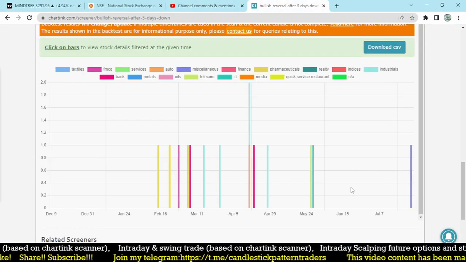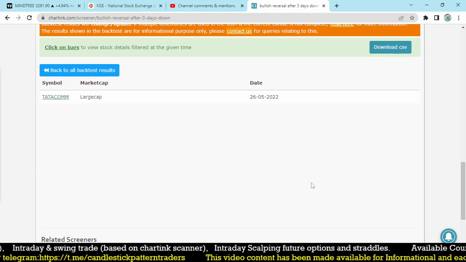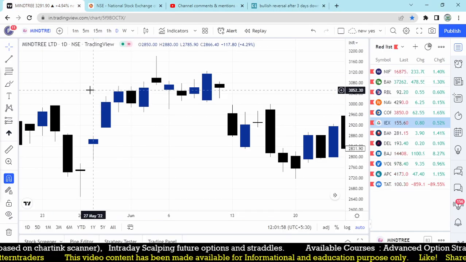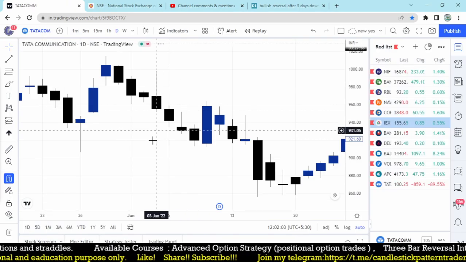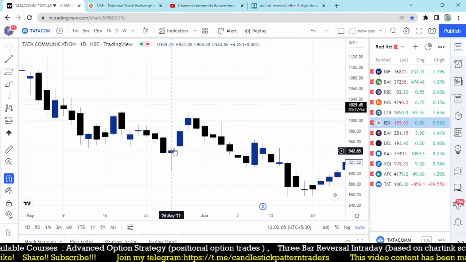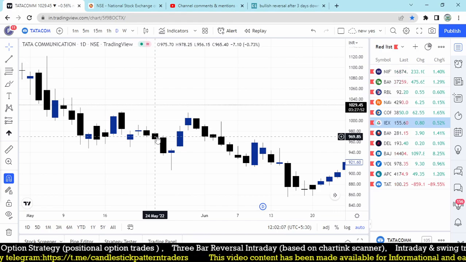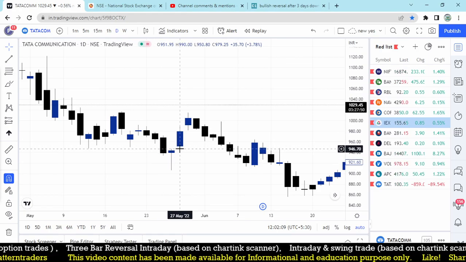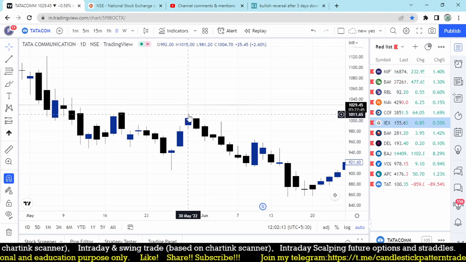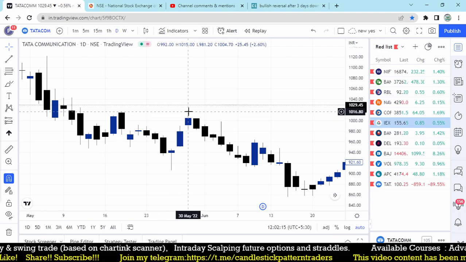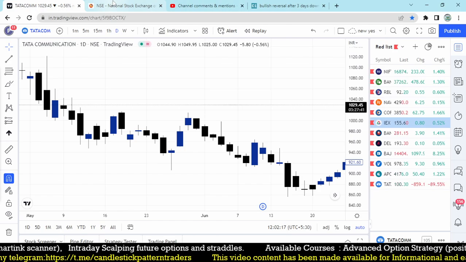Let's check what the previous stocks are. On 26th we got Tata Communication. Tata Communication on 26th, yes, it was a perfect trade. After 3 consecutive down candles, there is a bullish hammer. Once it is broken, then hammer. Now it is moving towards 2 consecutive days up. Okay, that was working good.